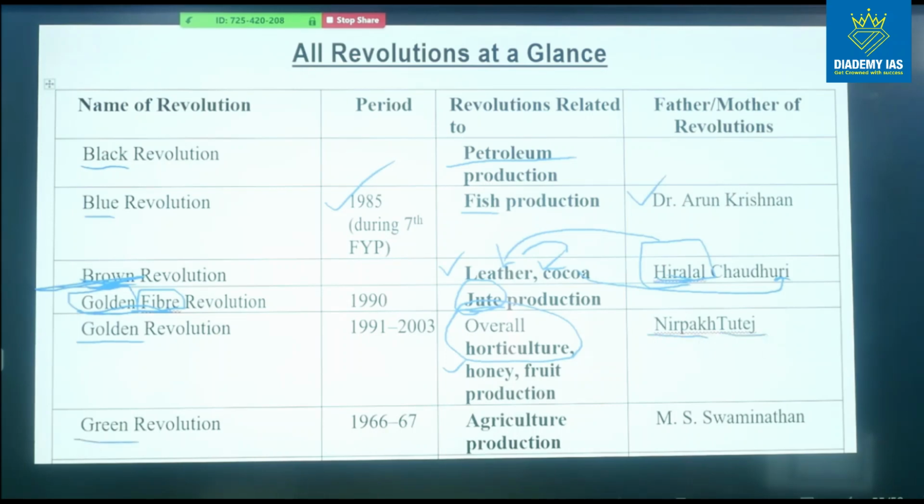Then we have green revolution. We already discussed this. This is about agriculture production. In India, the father of green revolution is M.S. Swaminathan. And who introduced this green revolution concept in the world for the first time? Anyone remember? Norman Borlaug. Yeah, Norman Borlaug. Wonderful. Exactly, very good. So take another 20 seconds and read in your own style.